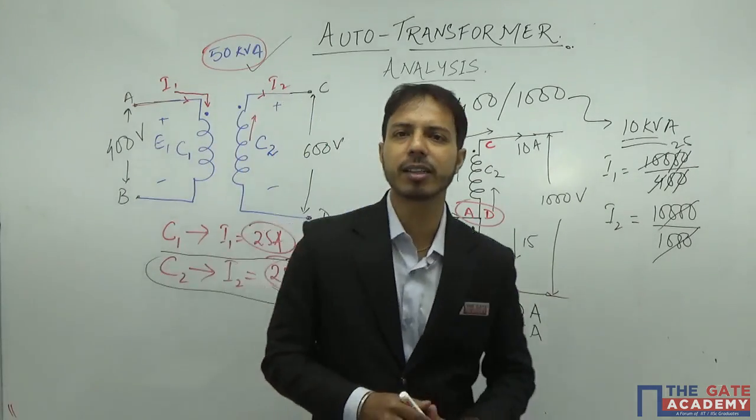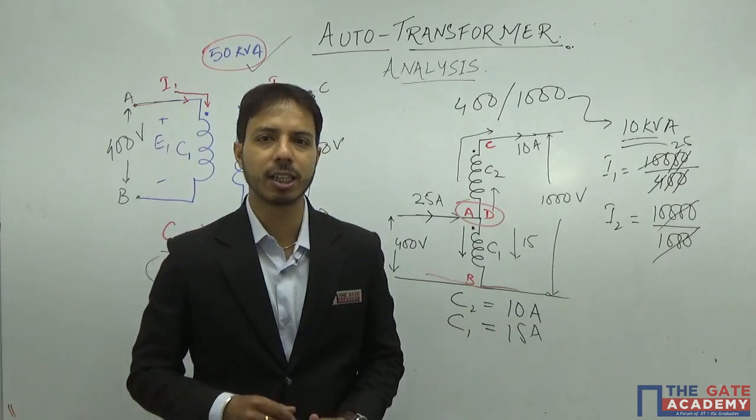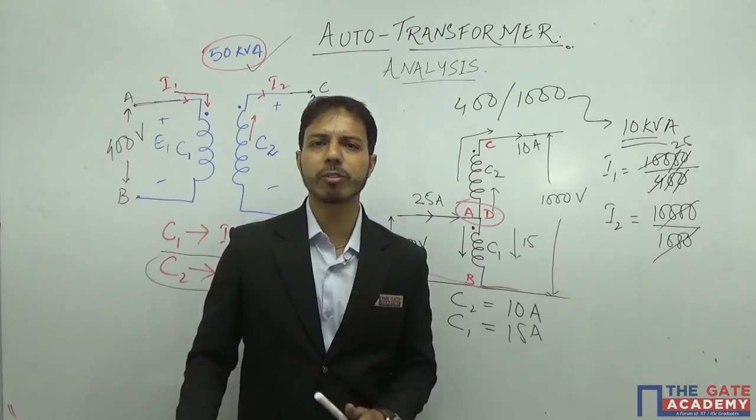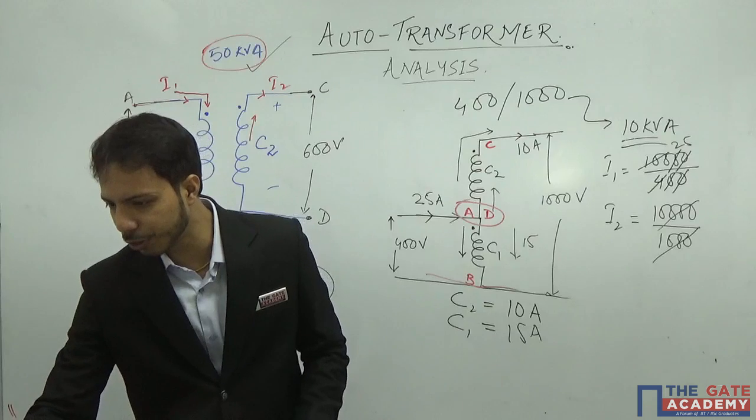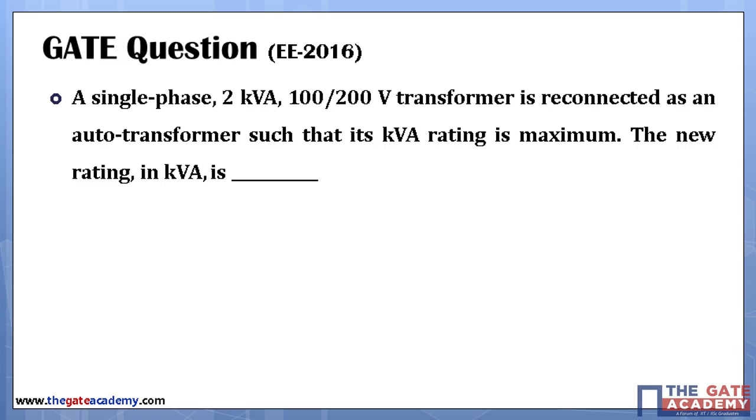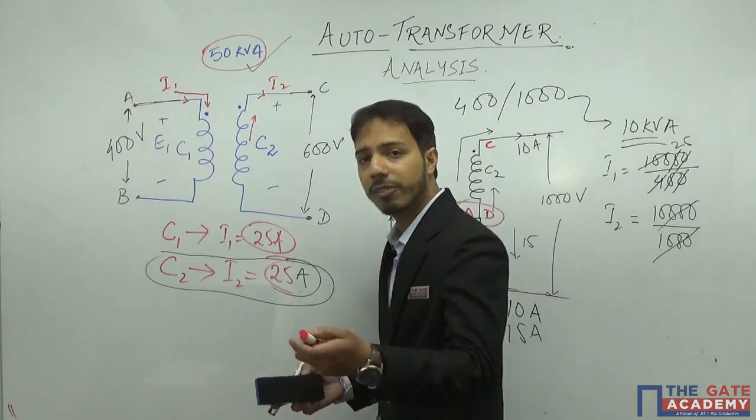Nowadays, in fact, these common data questions are not there. Even though common data questions are not there, you see in the recent questions, let us take an example of a 2016 question, you will at least have a 2 marks question. In this question it is asked that a single phase 2 kVA 100 volt by 200 volt transformer is connected as an auto transformer such that its kVA rating is maximum. Now they are asking what is the maximum kVA rating possible for the given connection.